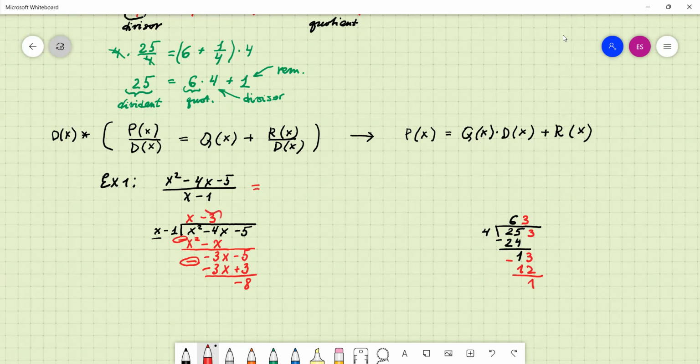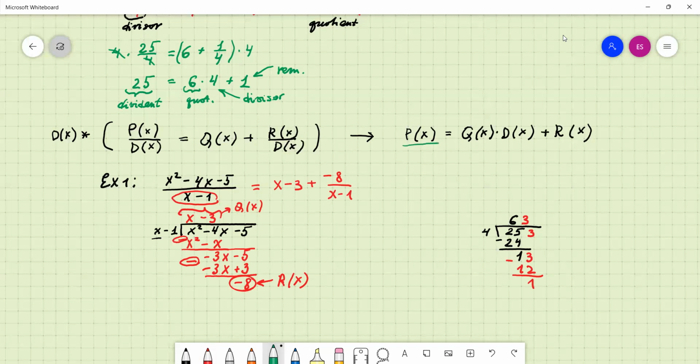This is my quotient, this is my q of x. I'm going to write down x minus 3. This is my remainder, r of x. Well, it doesn't have any x, but it can have x. I'm going to write plus minus 8. And my divisor is the same number. It's not the same polynomial, x minus 1. So that's one way to write it down.